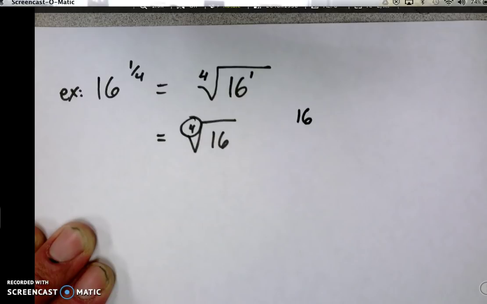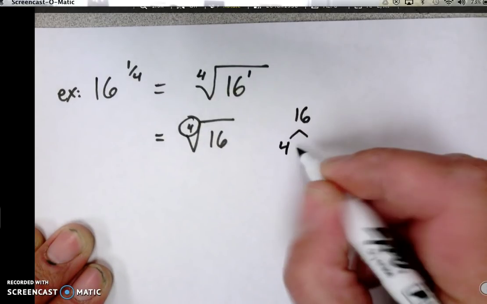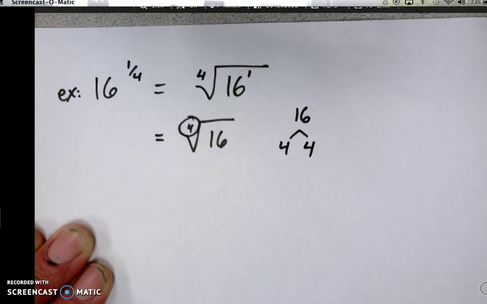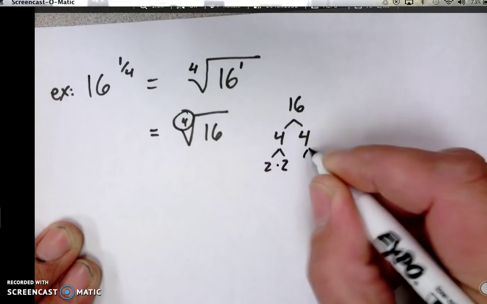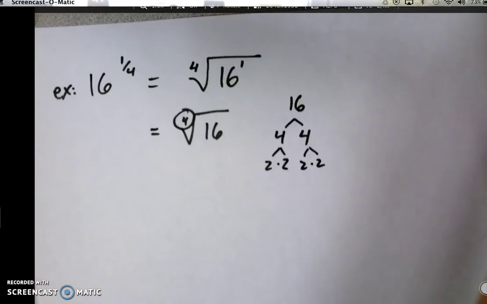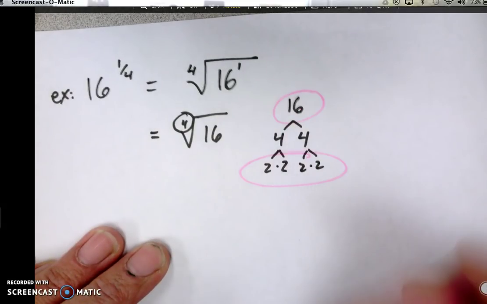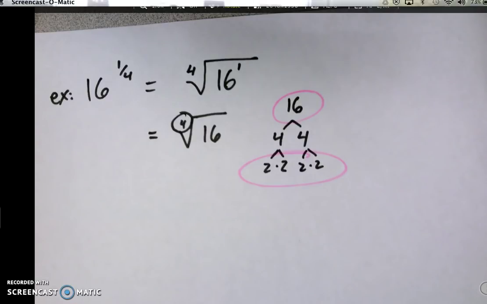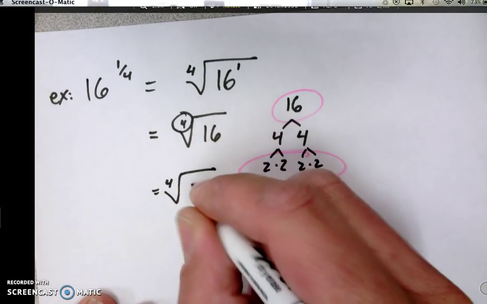So here's how we do this. Break down 16, and that could be 8 times 2 or 4 times 4. If you do 4 times 4, then you can break this down to 2 times 2 and 2 times 2. And if you look in that row right there, 16 is the same as 2 times 2 times 2 times 2. Or we could say 16 is the same as 2 to the 4th.